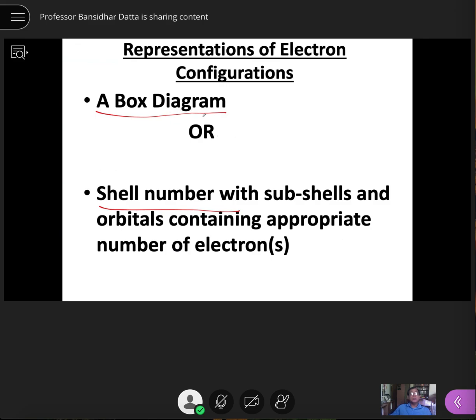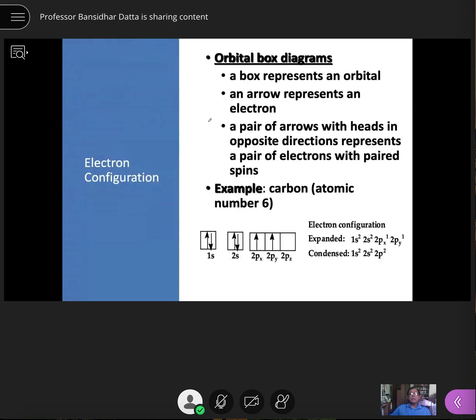All right, so the box diagram is as follows. The box diagram looks like that. A box represents an orbital, an arrow represents an electron. So that's basically our orbital, and the arrows represent two electrons, right? That's a spin pair. One is clockwise, one is counterclockwise. Like this is 1s2, 2s2. So that's carbon. Carbon has atomic number 6, 6 electrons. So the 1s2, 2s2, and then you have 2 additional electrons that go to 2px1, 2py1, and 2pz0.